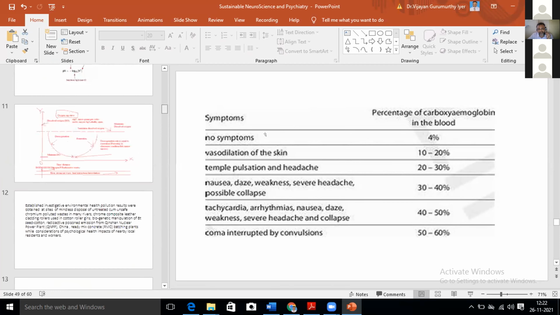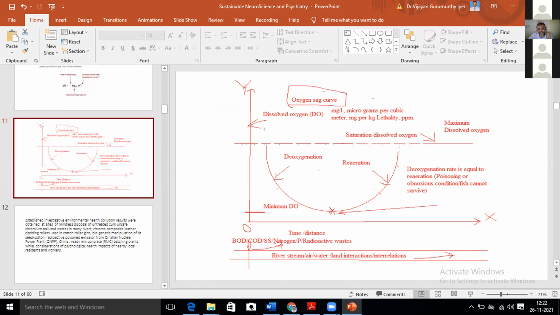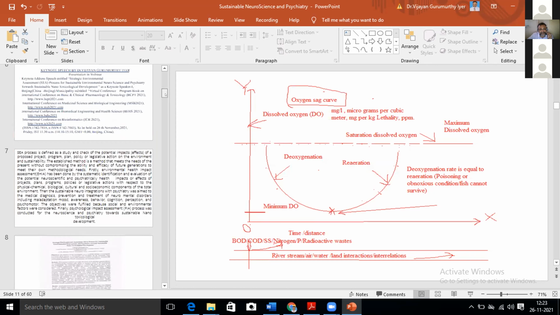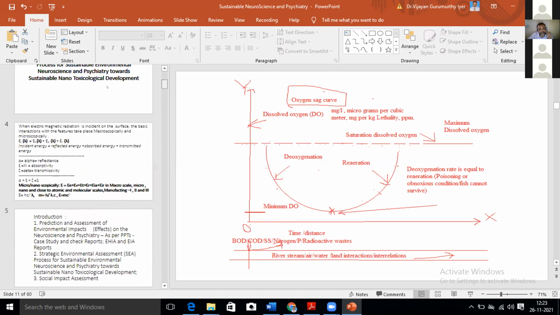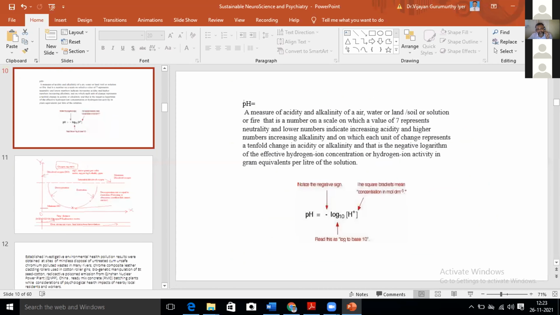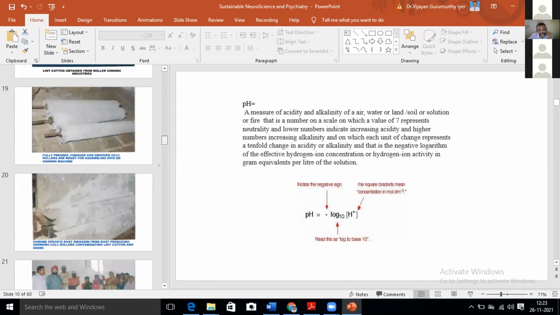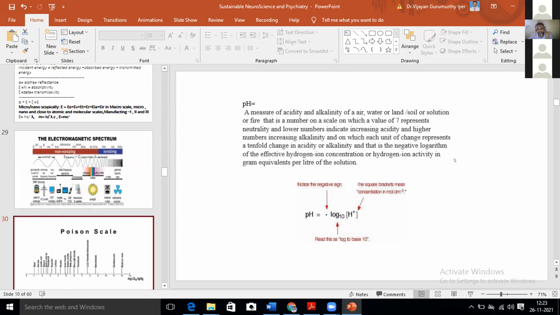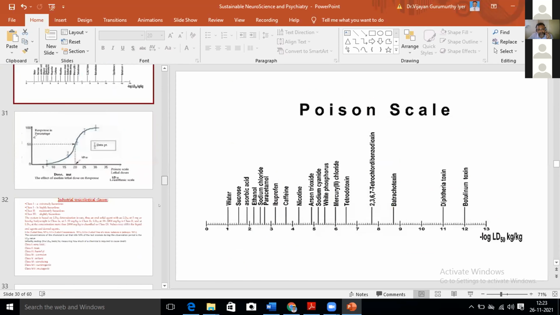BOD, biochemical oxygen demand. COD, chemical oxygen demand. POD, physical oxygen demand, or radioactive oxygen demand. When these four aspects are polluted, it follows this negative logarithm. This is only concerning the negative logarithm of the hydrogen ion activity. This is only pH. pH means the negative logarithm of hydrogen ion activity. And the poisoning is concerned with the negative logarithm of lethal dose 50% in test organisms. The same thing is applied.